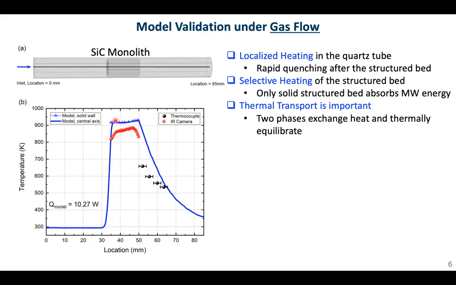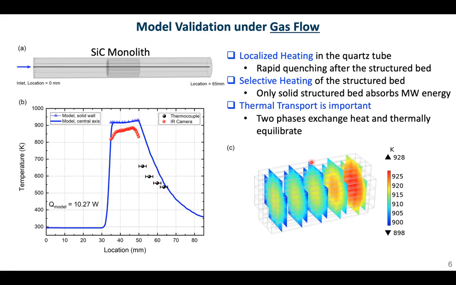We also note that within this monolith region, thermal transport is very important, as at this flow rate, which is 100 milliliters per minute, the two phases, that is the gas and the solid phase, almost equilibrate. We also validate these predictions with experimental tools that are available to us. So using an IR camera, we measure the temperature of the solid walls, and we find that it's in good agreement. Downstream of the monolith, we can use thermocouples as they no longer interact with the electromagnetic field, and we find that they also predict a rapidly reducing temperature profile.